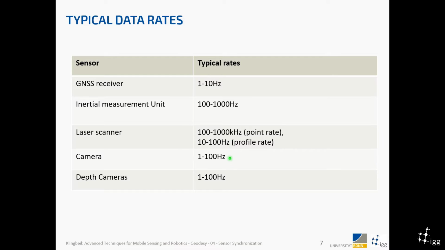Cameras usually give you something between 1 and 100 hertz, so you can have fast video cameras, but also potentially higher resolved, higher megapixel images with lower data rates. And depth cameras like Intel RealSense give you similar data rates. Okay, and this is of course a problem because it's not only the different rates, it's also that there may be an offset between the clocks of the distinct sensors.